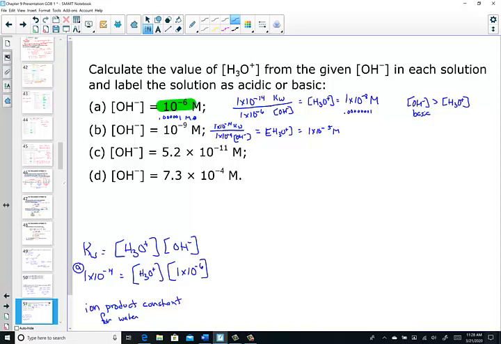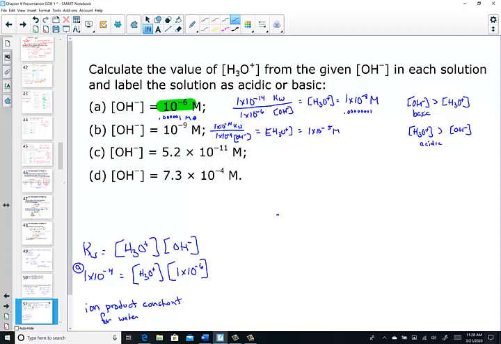Which one is bigger? Here you have hydronium to the negative 5th. Here you have hydroxide to the negative 9th. This time your hydronium ion is in a larger concentration than hydroxide ion. The solution will be acidic.